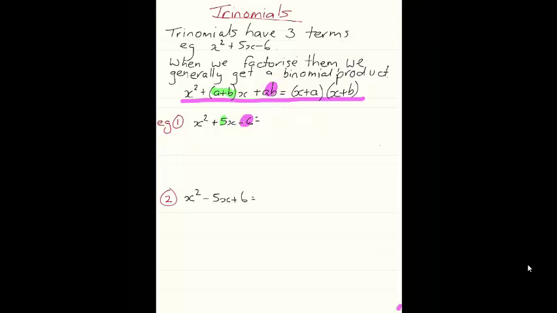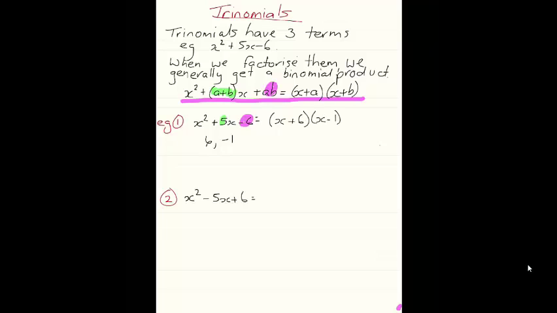So what numbers can we multiply together to get negative 6 and add together to get 5? Hopefully you'll be able to tell me that that would be 6 and minus 1. So that means it factorizes to (x plus 6)(x minus 1).